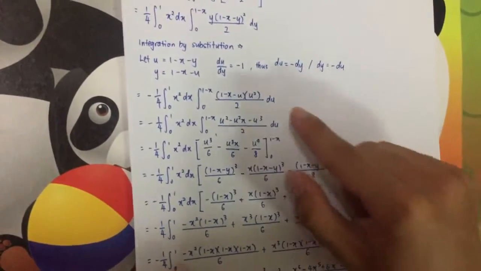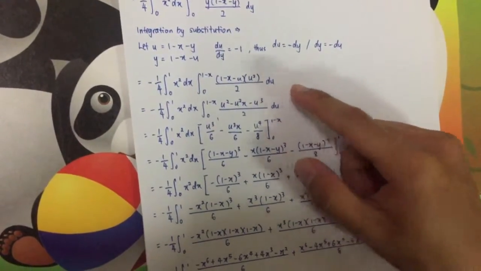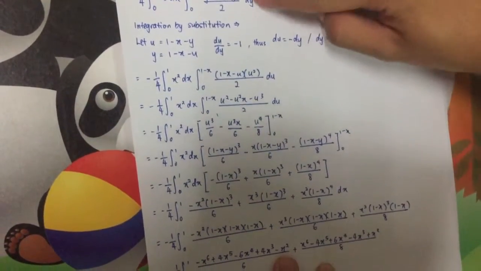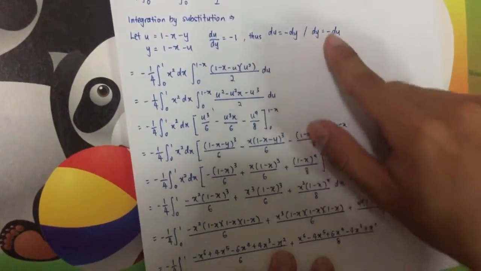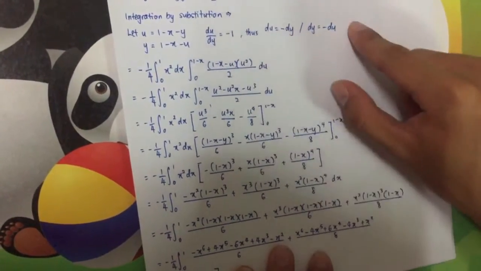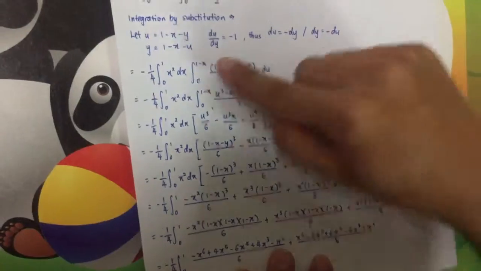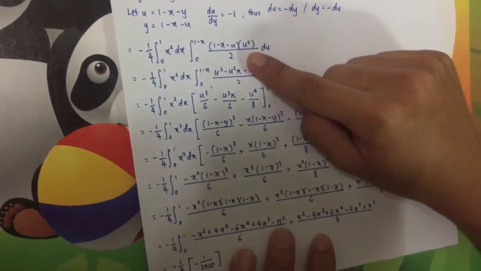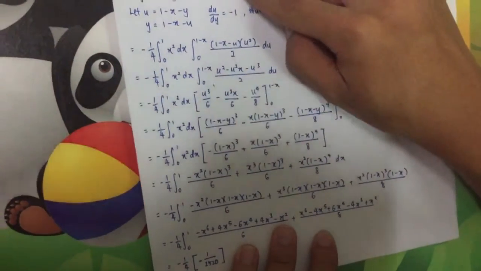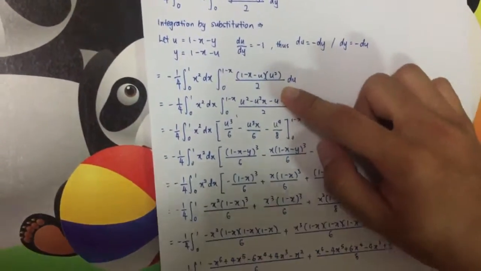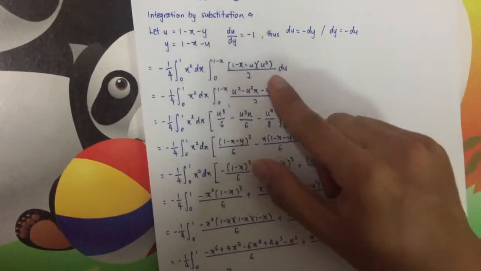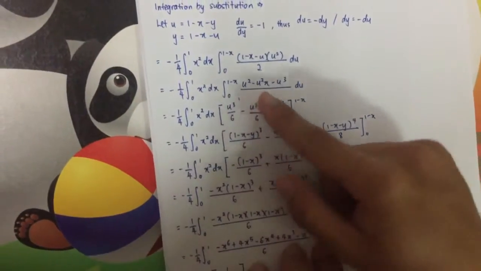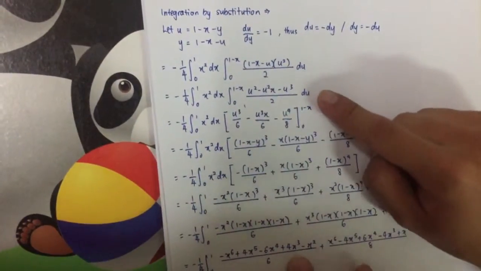So we will substitute into the previous formula. We substitute dy with -du, we substitute y with 1 minus x minus u, and we substitute 1 minus x minus y with u. As you can see, we already bring the negative of du into the constant 1/4. So we bring it in front, then we expand it, and we will get this form.